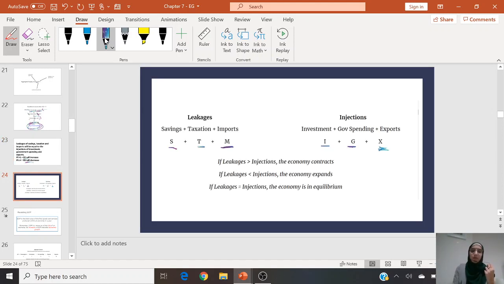There are some slides here that I got from the economic skills booklet that I already gave you guys. So please make sure that you do look at that. If leakages are greater than injections, the economy contracts. When we say the economy contracts, that basically means that economic growth declines. If leakages are less than injections, or if injections are greater than leakages, then the economy is obviously going to expand, right? If leakages equal injections, then the economy is going to be in equilibrium.